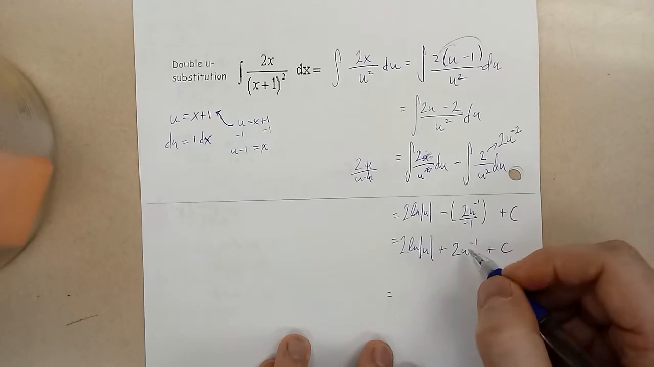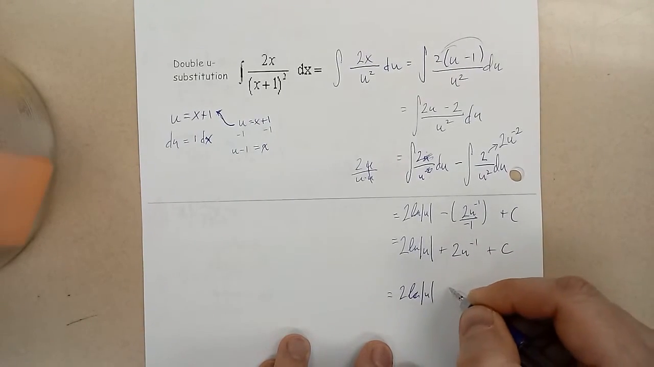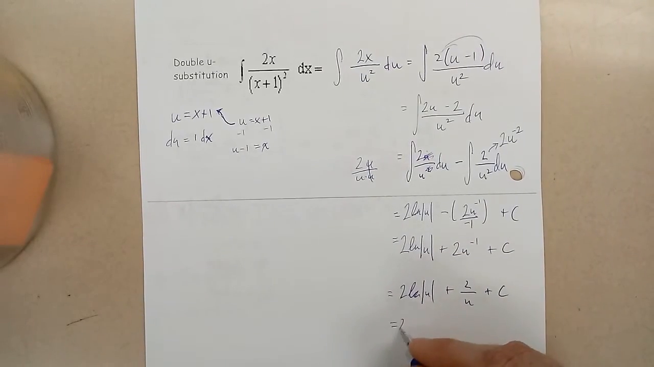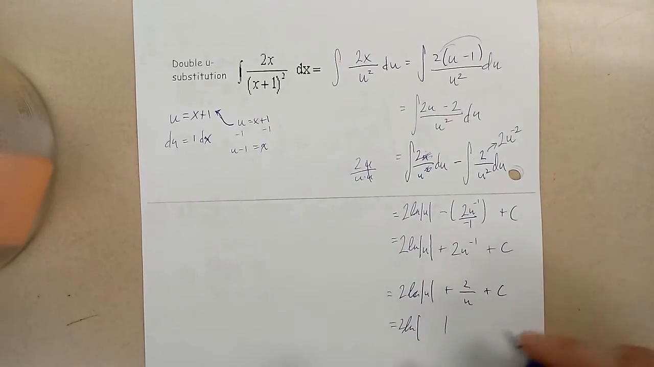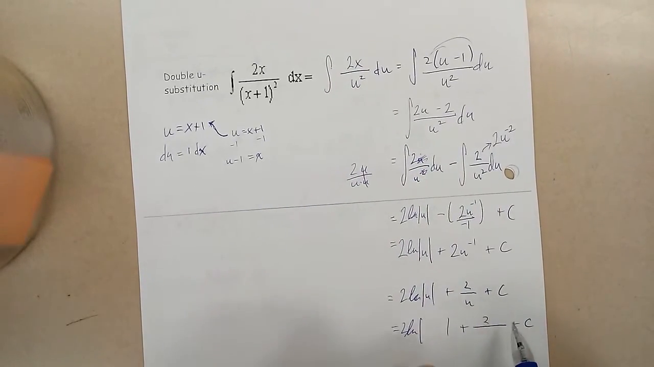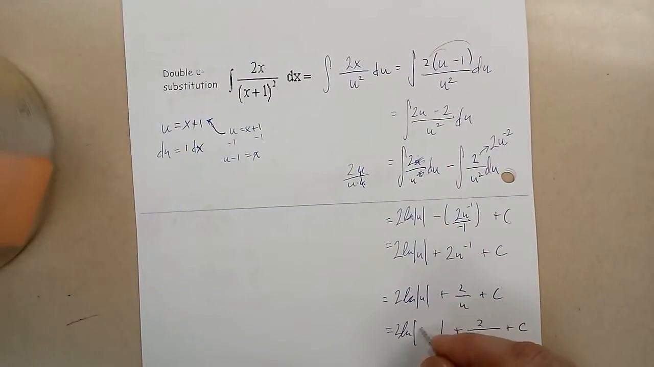I should rewrite this as 2 over u. So 2 natural log absolute value of u plus 2 over u plus c. So now we've got 2 natural log, I'm going to plug x's back in, plus 2 over x's back in plus c. And u was equal to x plus 1.